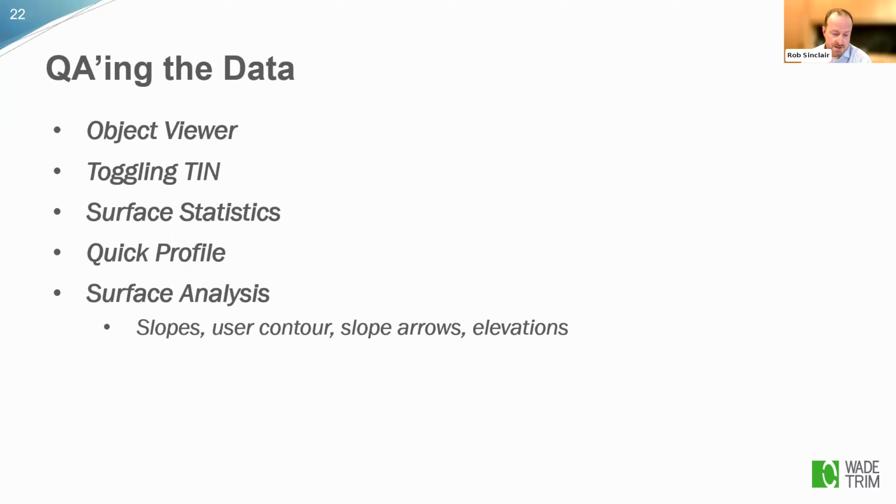Surface analysis is another good one. So you can do slopes or user contours, slope arrows, look at elevation data. It's a really good one to kind of QA your data.